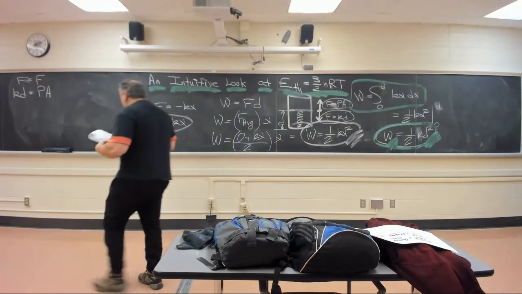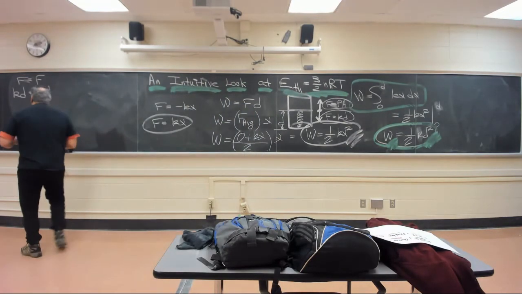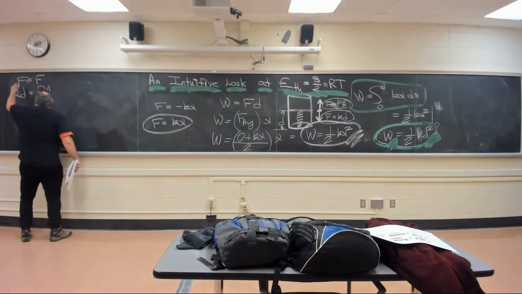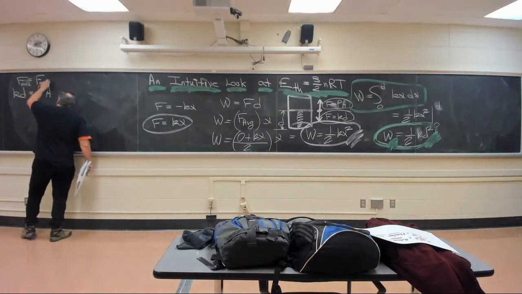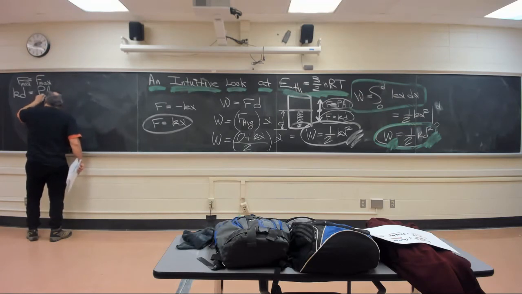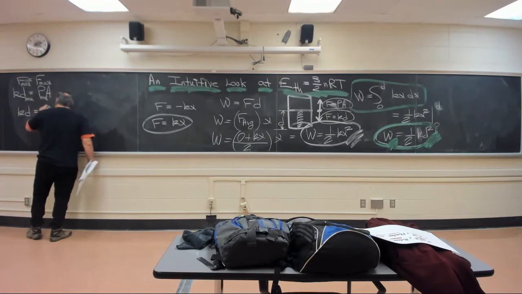Let's see what I can say here. Yeah, well, this is at the very top. In a sense, this is like an F max, a maximum force. There is a maximum pressure at the top. There's a maximum distance. You know, you're saying basically kd equals PA.